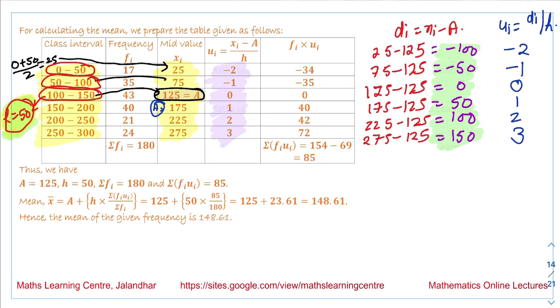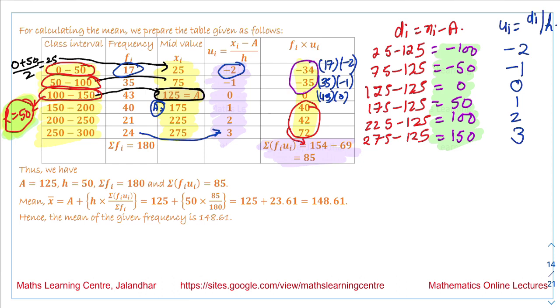The next step is to multiply the value fi into ui. It is 17 into minus 2. Next it is 35 into minus 1. Next it is 43 into 0. We have multiplied ui and fi to obtain these values over here, and the sum of all these values is equal to 85. The sum of the positive values is 154 and the sum of the negative values is 69. So the final sum we are getting is 85.